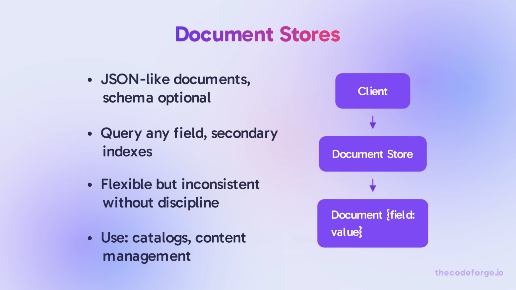Document stores like MongoDB store JSON-like documents. Unlike key-value, the database understands the document structure. You can query on any field, create secondary indexes, and run aggregations. This flexibility is a double-edged sword. Without a schema, you can get data inconsistency.